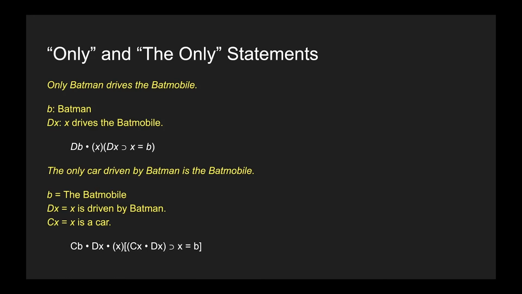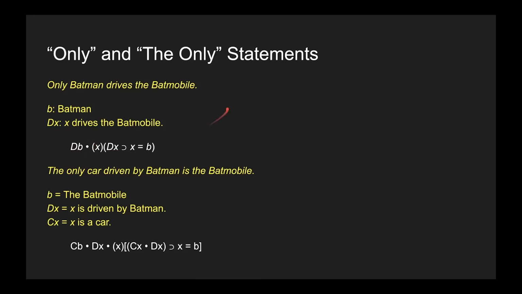So here we're going to let lowercase constant b stand for Batman once again, and we're going to take the one place predicate Dx and let that stand for x drives the Batmobile. This statement is saying two things. It's saying, first of all, that Batman does drive the Batmobile. And you can see that here in the first part of the sentence. Db, capital letter D and lowercase letter b, says that the predicate D is attached to the object b. In other words, Batman drives the Batmobile.